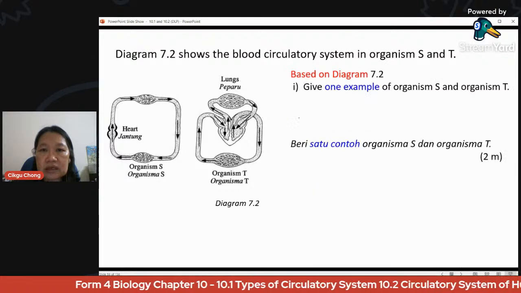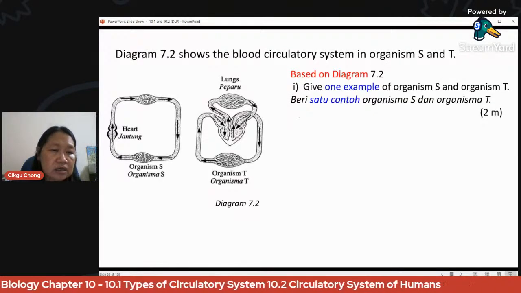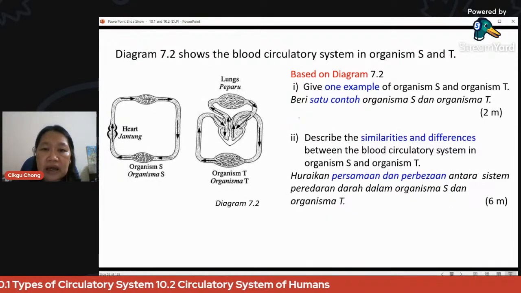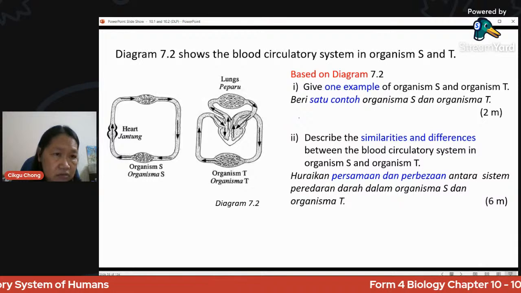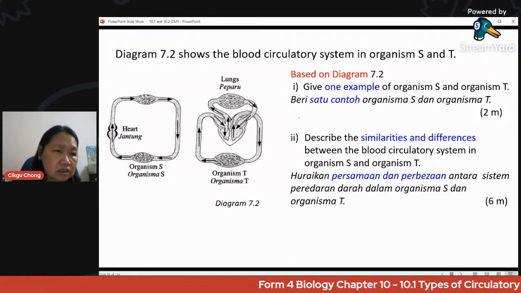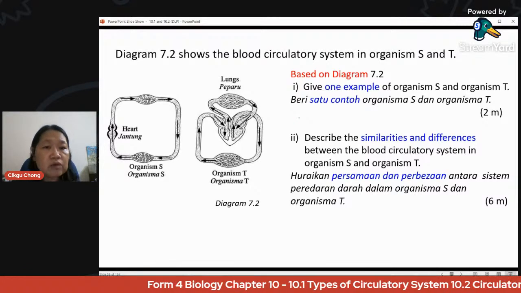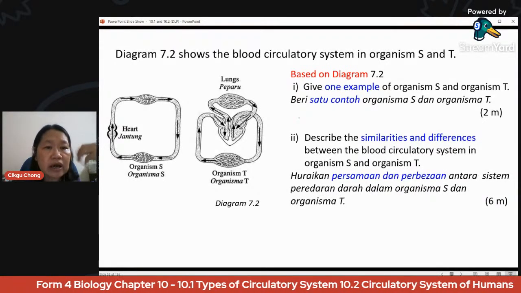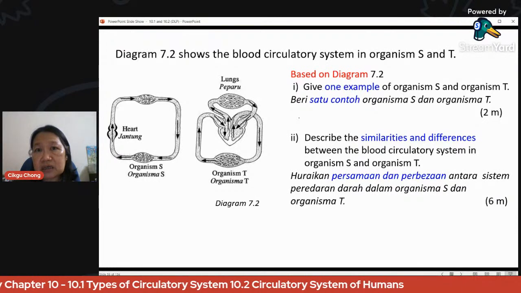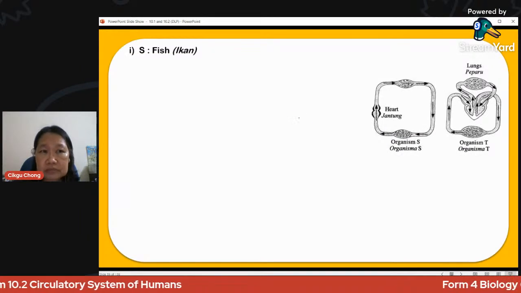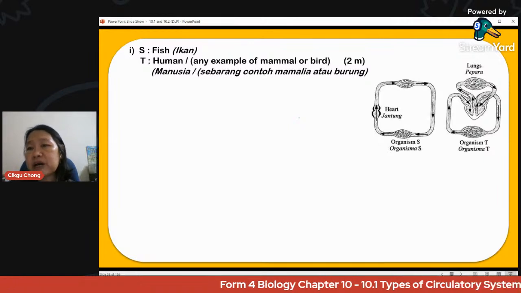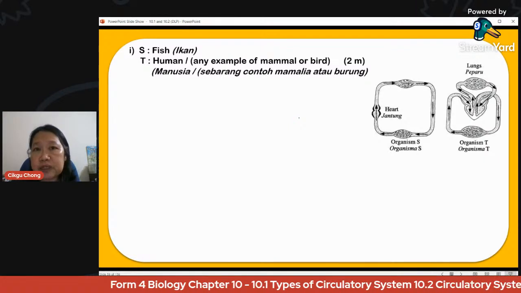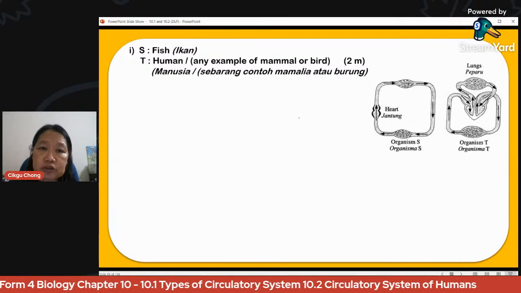So give an example. You must recognize what type of organism it is. And similarities and differences. First of all, the single circulatory system, that one is the fish. The second one, you can see there are 4 chambers, and the septum is completely divided, the left and right chambers completely divided. It must be human or mammal. Bird also has 4 chambers. For the amphibian, it will be 3 chambers.